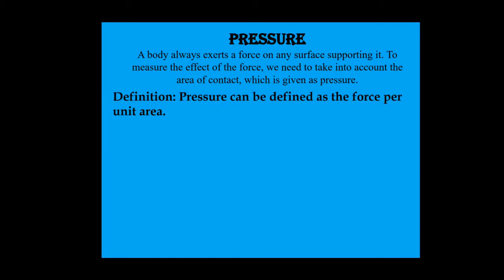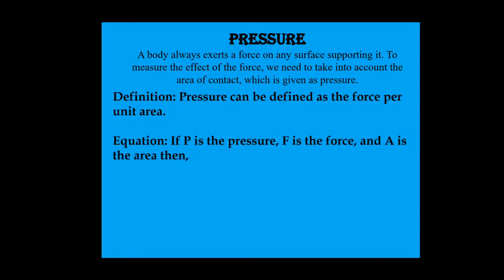Pressure can be defined as the force per unit area. And look at the equation. If P is the pressure, F is the force and A is the area, then pressure will be F divided by A. That means if we know the force and the surface area of the object, when we divide force by surface area, we can find out the pressure. So the equation is P is equal to F divided by A.